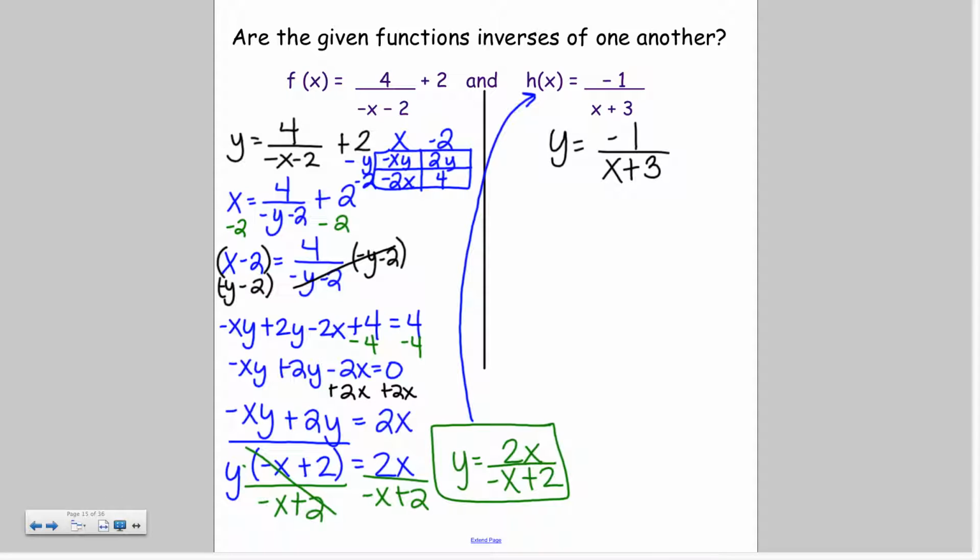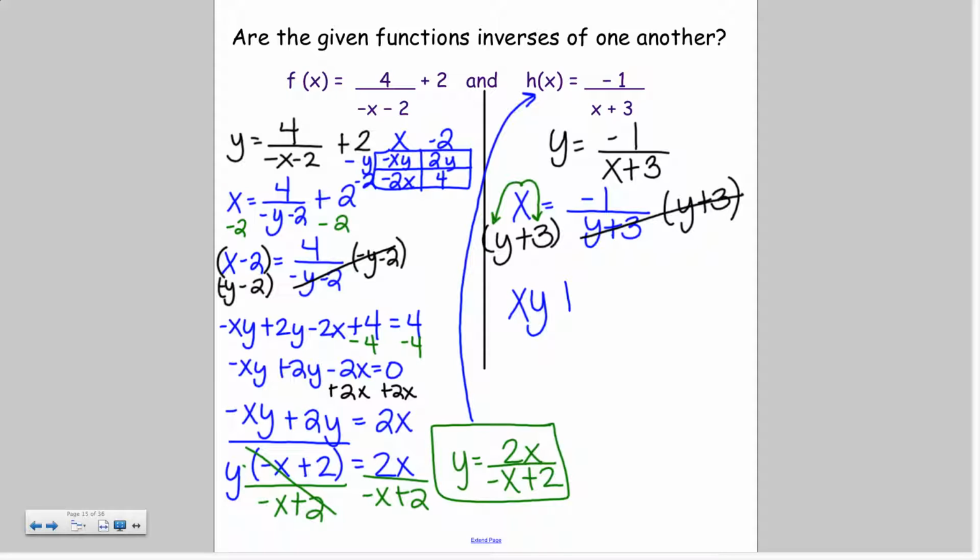All right, first step, replace x and y. X is equal to -1 over y plus 3. In order to get rid of that, multiply by the bottom. And that cancels that. If you do it to one side, you have to do it to the other. When you distribute the x to both, you're going to get xy plus 3x is equal to -1.